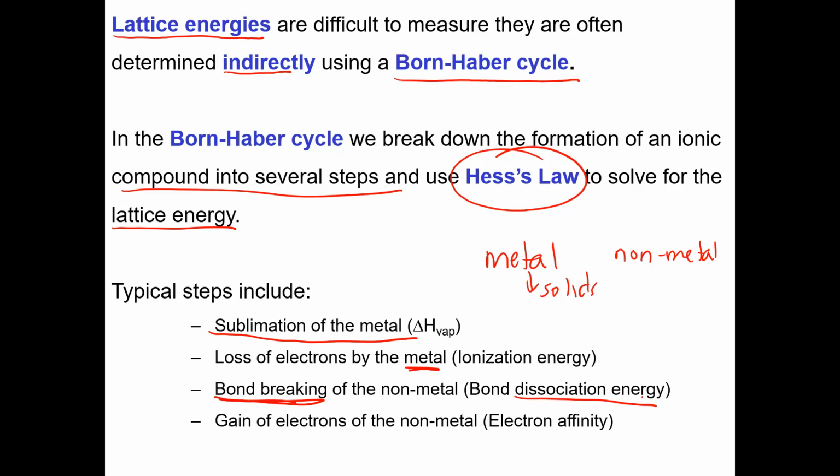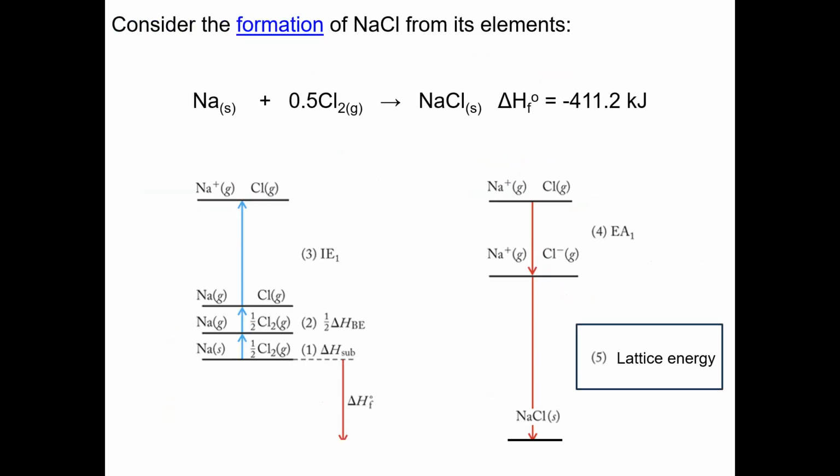And then finally, we need to generate anions, so our non-metal is going to gain some electrons, and that's described by the electron affinity. So you do need to know what I mean by sublimation, ionization energy, bond dissociation energy, and electron affinity in order to solve these problems. If you don't have a firm grip on those topics, then perhaps go back and review them.